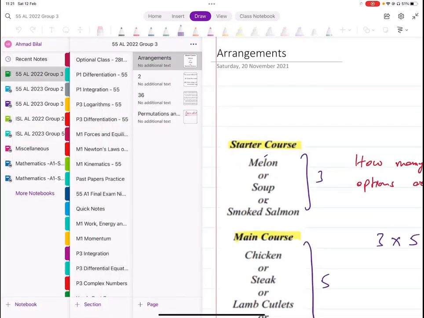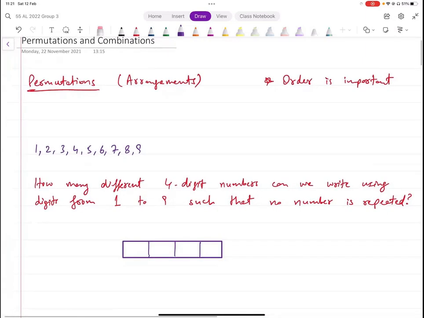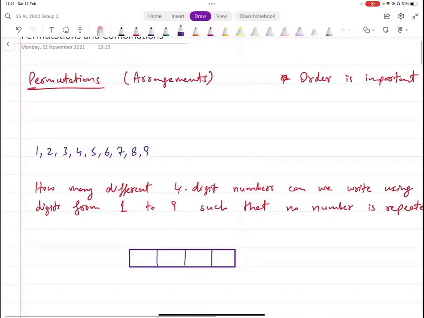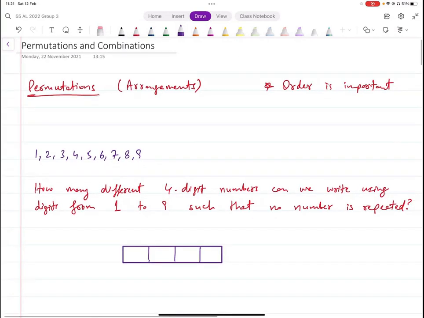Theek hai, to abhi tak humne arrangements ki baat ki, arranging different objects. Now the topic name is actually permutations and combinations. Woh bhi humne start hi nahi kiya ki permutations kya hoti hain, combinations kya hoti hain. So now we actually start understanding what these terms mean. Permutations and combinations. Right, so that's the topic name actually.